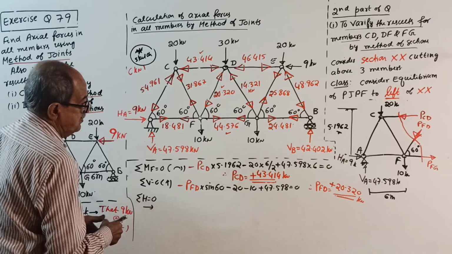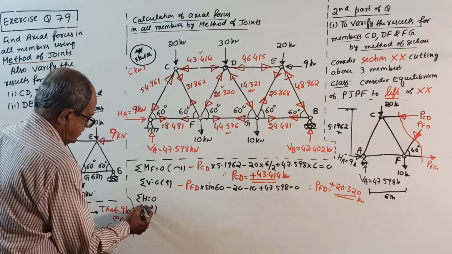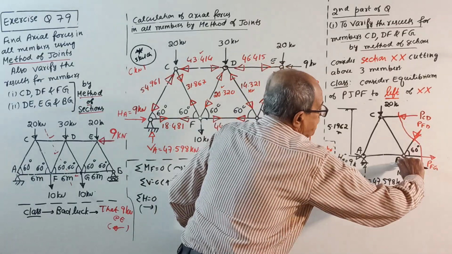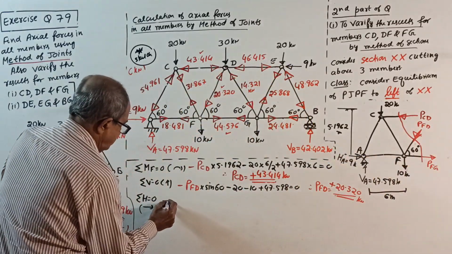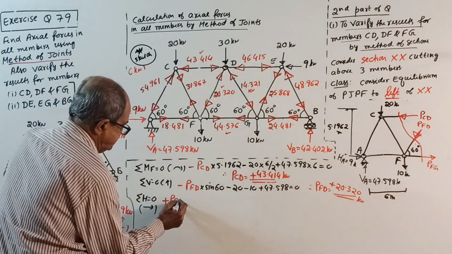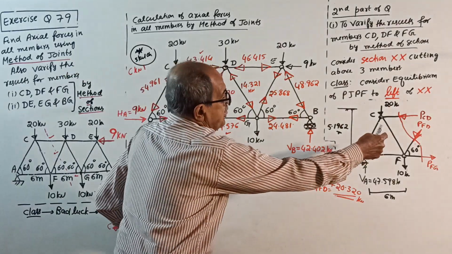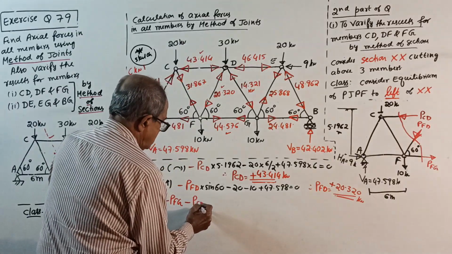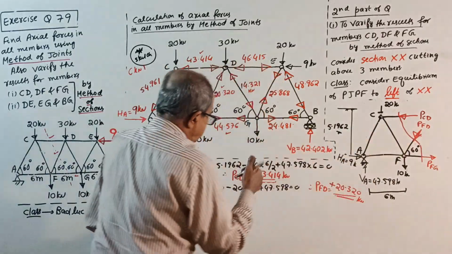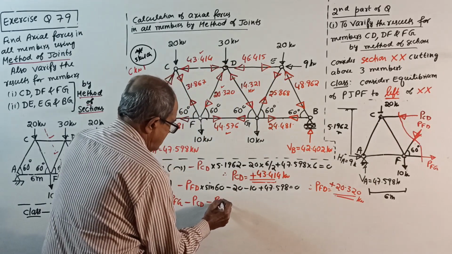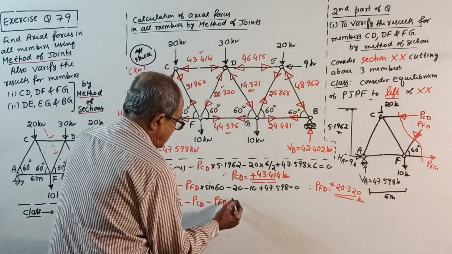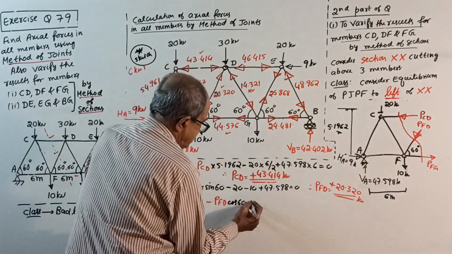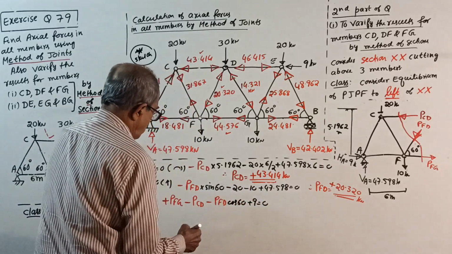Take right side positive. Start. The unknown first, PFG, is unknown. Plus PFG, minus PCD, no component. Then minus PFD into cos 60, and then plus 9 equal to 0.